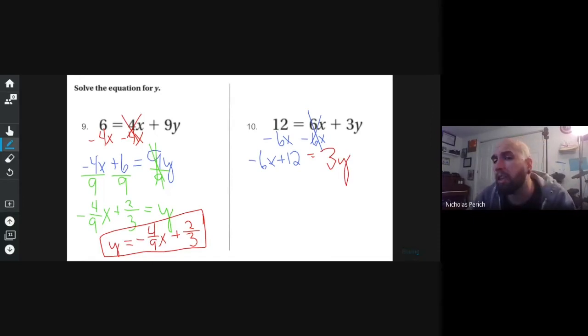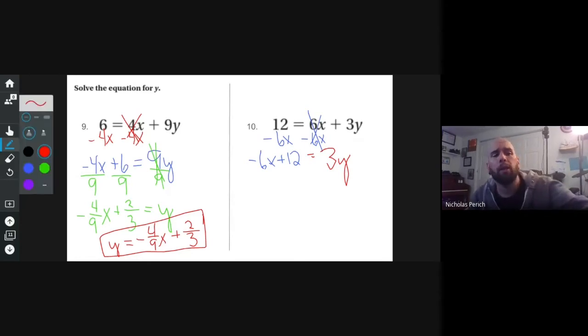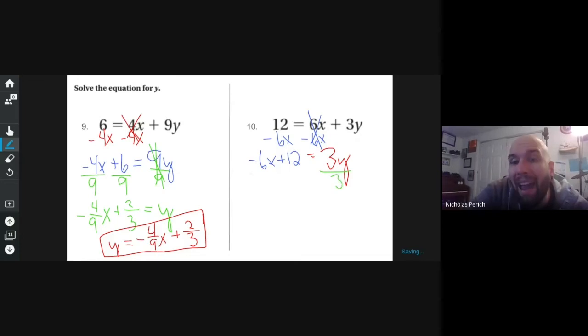Is y all by itself? No. What's in the way? 3 is being multiplied to y. So what's the opposite of 3 being multiplied to y? Divide 3 from everything. Cross you out. It's a fly. Can you simplify negative 2 divided by 3? Sure. Can you simplify 12 divided by 3? Sure.